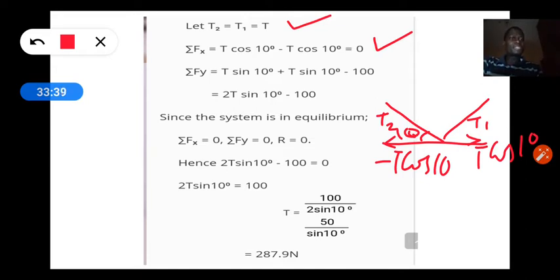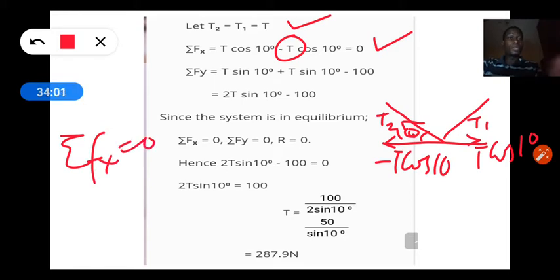Remember, this negative you see here is because of the direction. If I'm resolving this force towards the left hand side of the horizontal axis you see there, that's why we have the negative. Good. Of course, we have established that summation f of x is equal to 0 if an object is in equilibrium. That's why we have that.